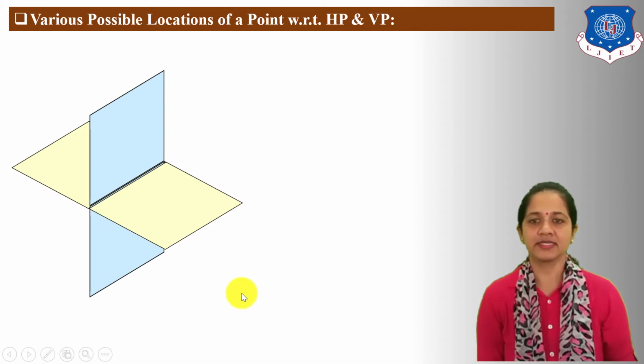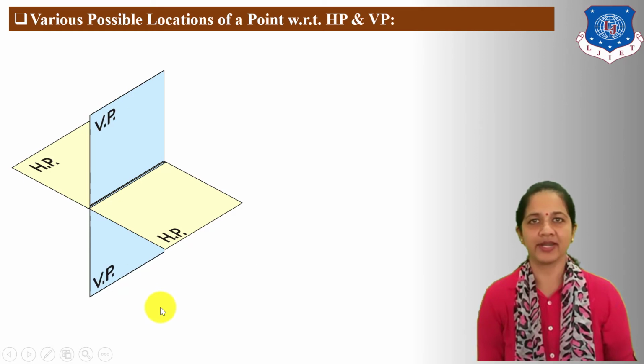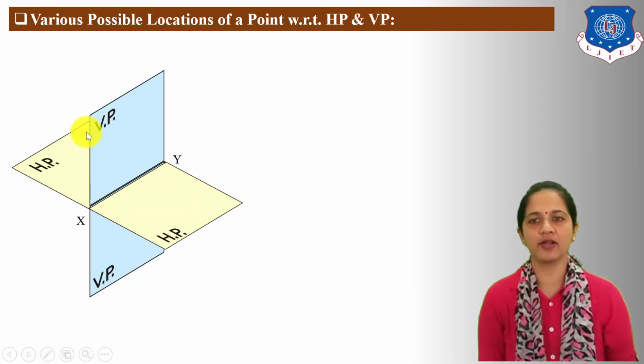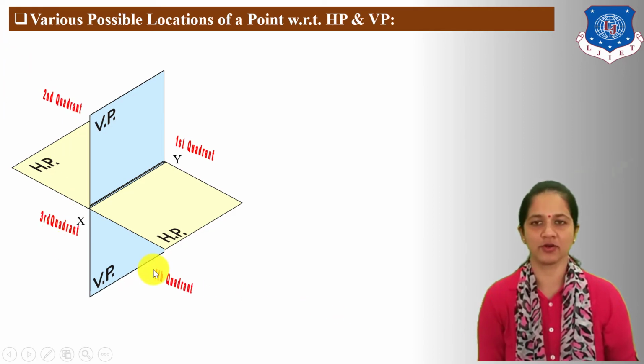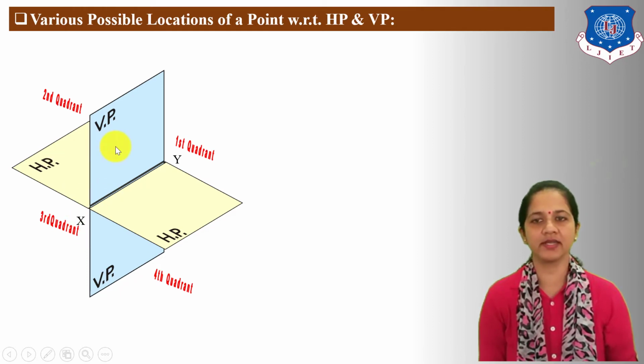Here, this is the horizontal plane and this is the vertical plane. The common intersection line of the horizontal and vertical planes is denoted by XY. Now, there are four quadrants made by this horizontal and vertical plane: first quadrant, second quadrant, third quadrant and fourth quadrant. Now, this is the 3D presentation of the four quadrants.